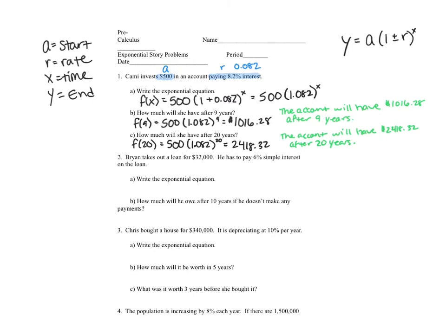So let's take a look at just a few more problems. So the next one, Brian takes out a loan for $32,000.